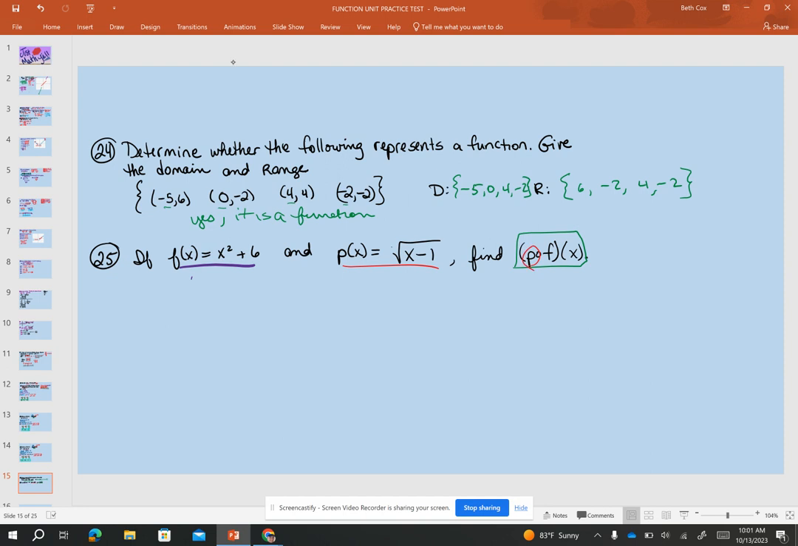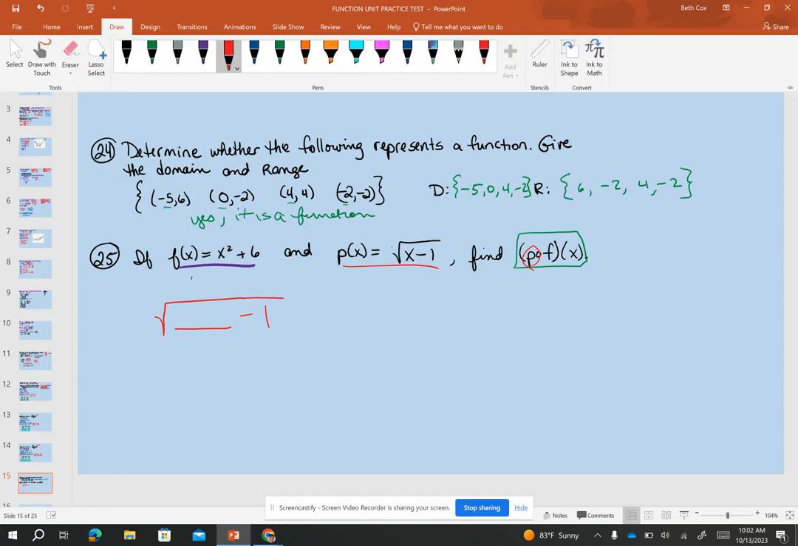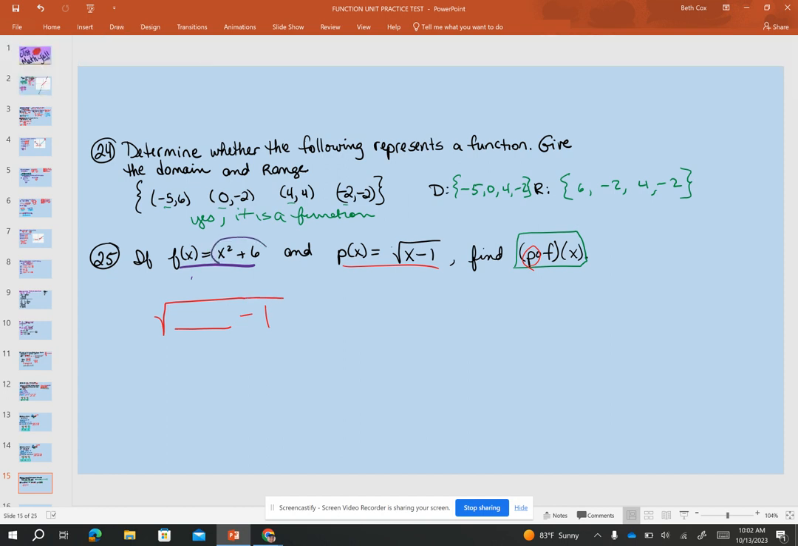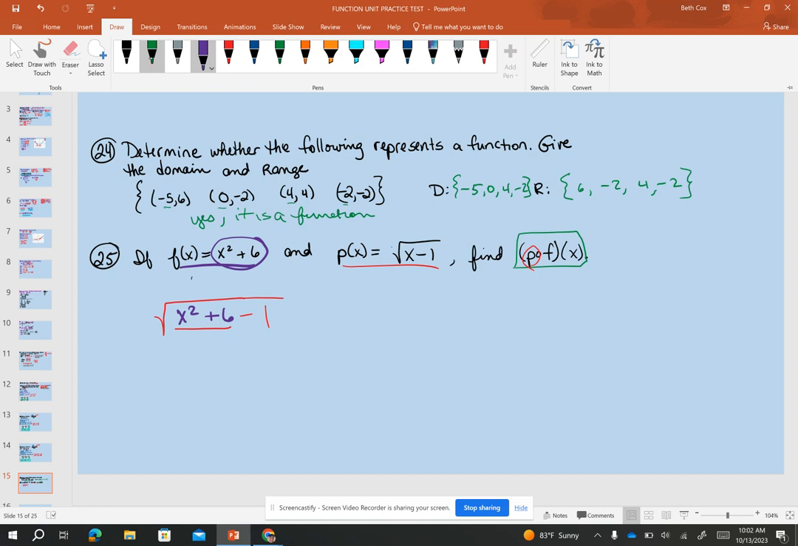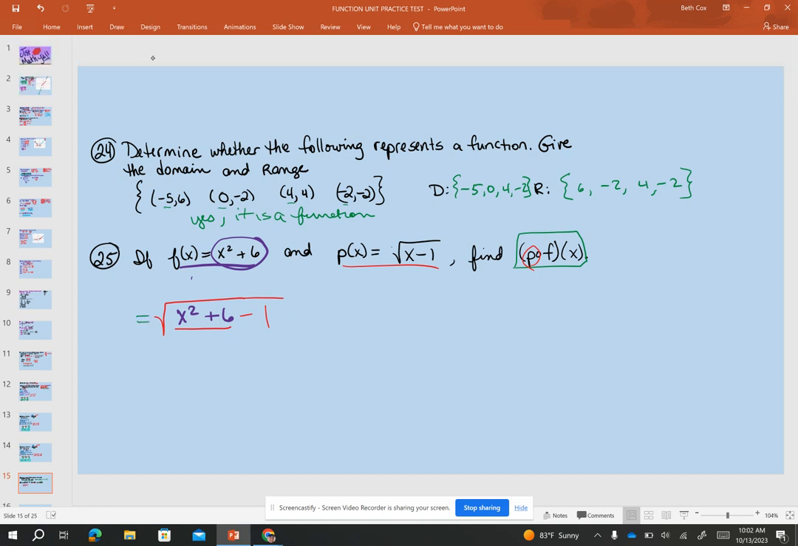I'm going to start writing p. P is the square root of blank minus 1. That is what the p function is. And then in that blank, I'm going to put the f function, which is x squared plus 6. Then I'm going to simplify, and the only simplification that I can do right here is 6 minus 1. So my official answer is the square root of x squared plus 5, and that is it for p composed with f. Don't overthink this problem.